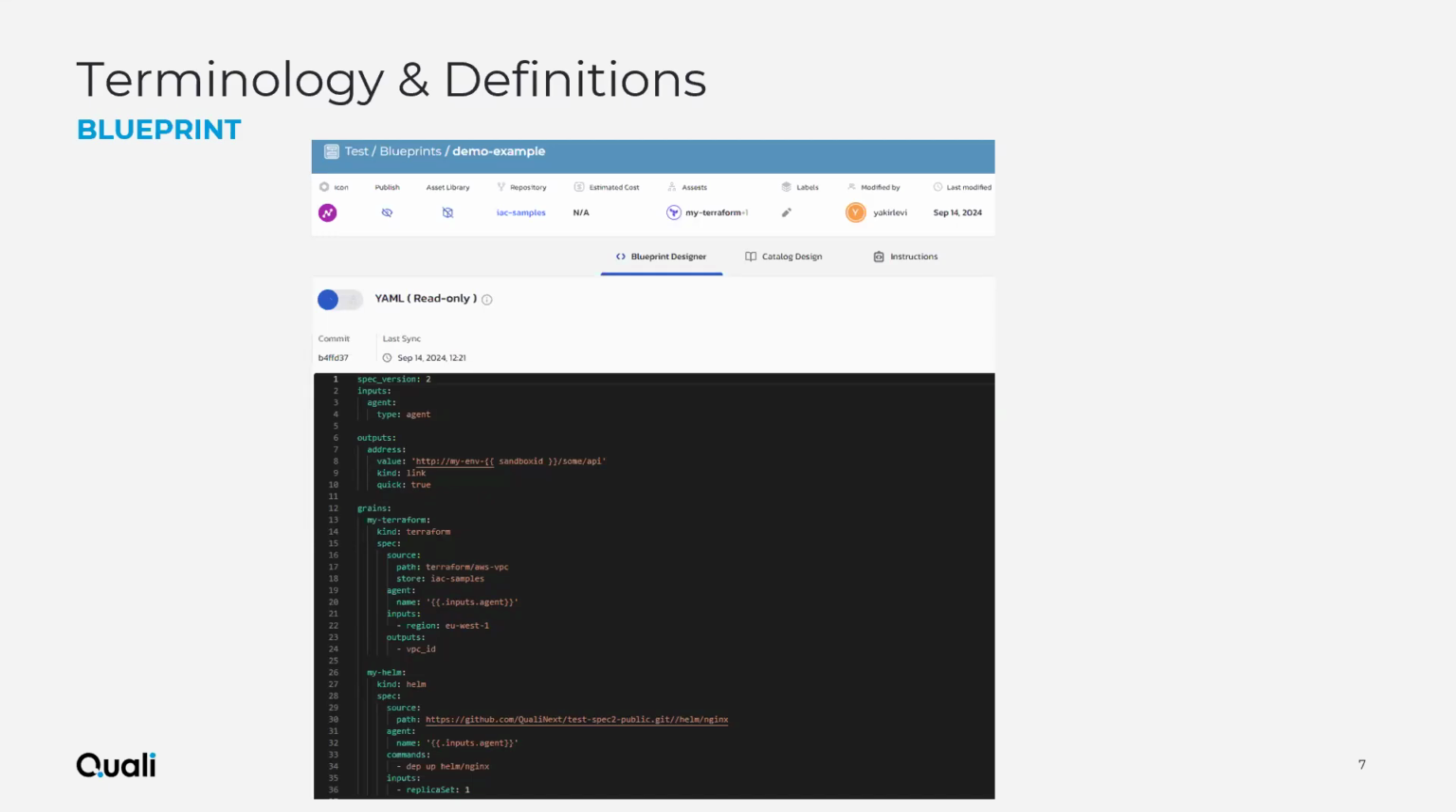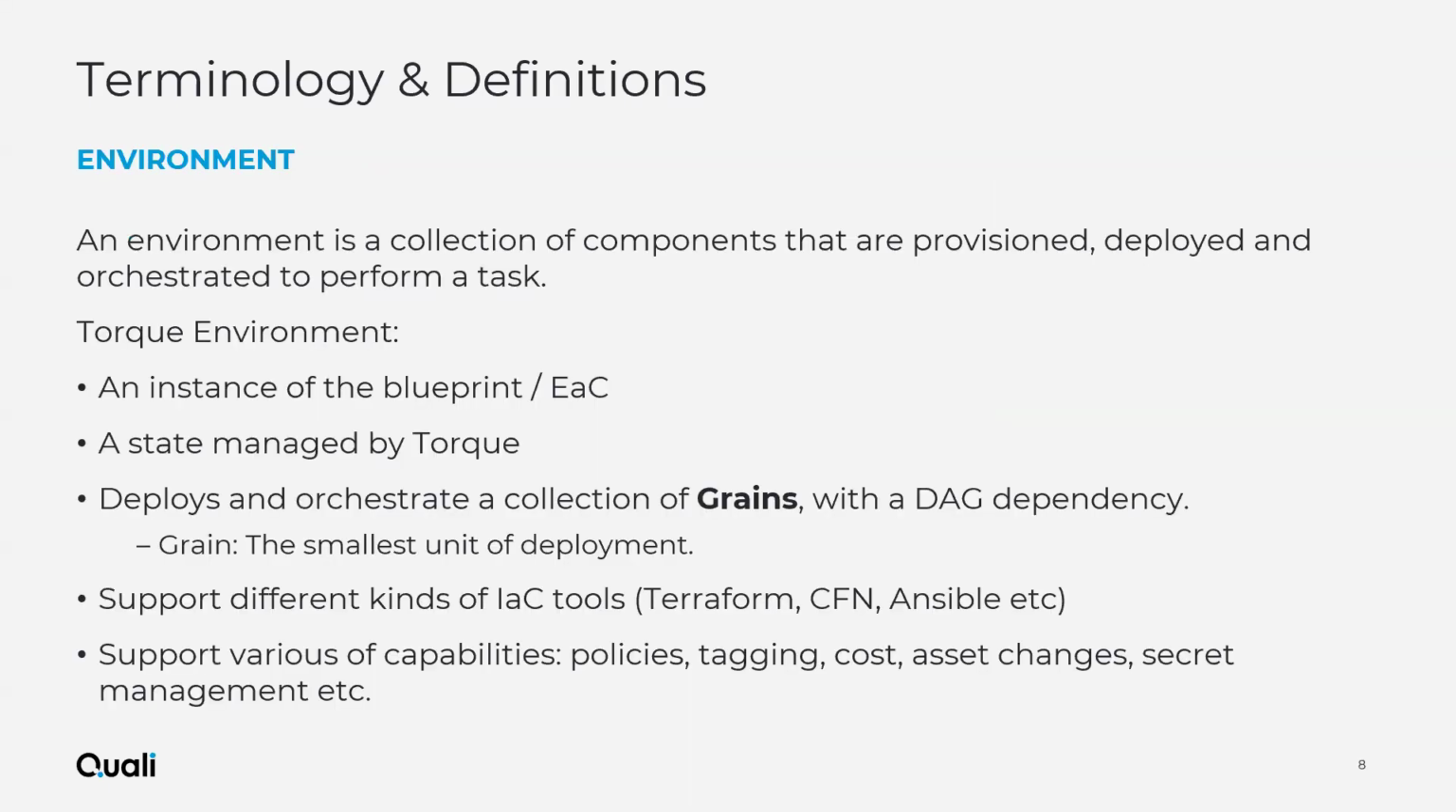This is a blueprint, very short. Environment, okay, environment, of course, this is the core of the product. An environment is a collection of components that are provisioned, deployed, and orchestrated to perform the task. Okay, so environment is all your configuration, all your infrastructure where your application runs. It can include the operating system, all the compute, network, and storage, everything that you need to consider part of the same environment.